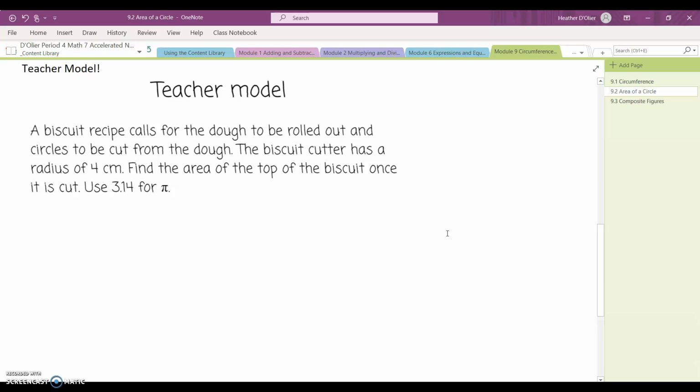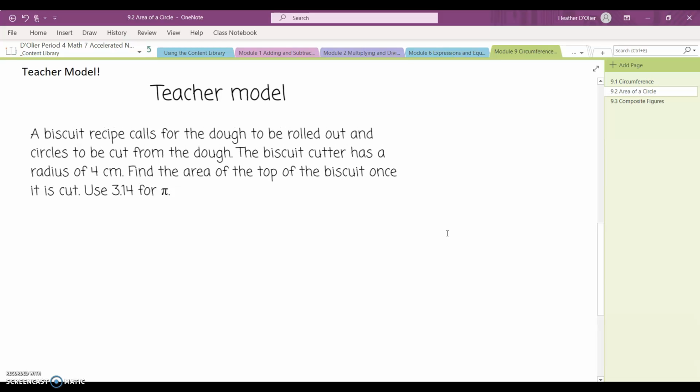So I have this problem here. It says a biscuit recipe calls for the dough to be rolled out in circles to be cut from the dough. So you've got a big old piece of dough, and you cut little circles all throughout. Then find the area of the top of the biscuit once it is cut. Use 3.14 for pi. First of all, something I always think is great is when they give you the radius for word problems like this. Really odd that someone would know exactly where the center is to the edge, but it's fine.